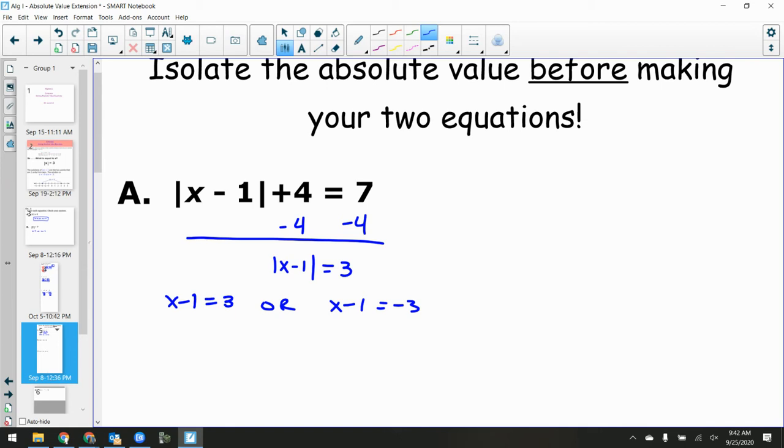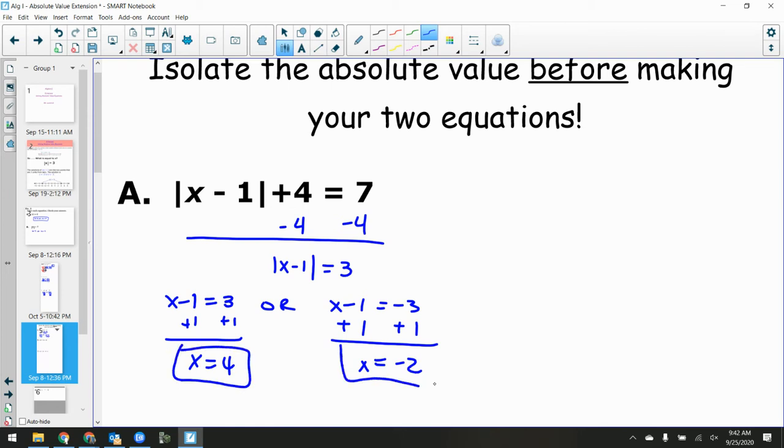I add the 1, and I really add the 1 everywhere, right? Keep going, plus 1s. X is equal to 4, or x is equal to negative 2. Don't believe me? Check your answer. 4 minus 1 is positive 3. Positive 3 stays positive. Plus 4 is 7. Negative 2 minus 1 turns negative 3, turns positive 3, plus 4 is 7. They both check out. They both give me the solution. They both give me 7.